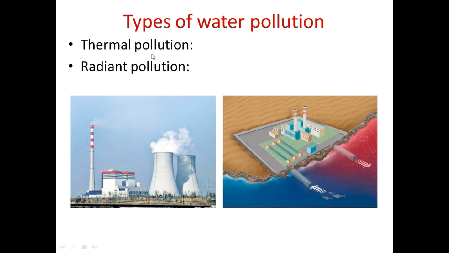Thermal pollution is related to the leakage of heat, or getting rid of heat, like in nuclear reactors, in water sources like rivers and oceans, which is very harmful to aquatic living organisms. Radiant pollution is related to the harmful radiations which are emitted from the nuclear reactors.